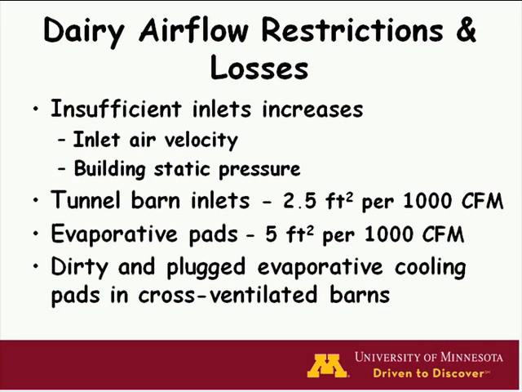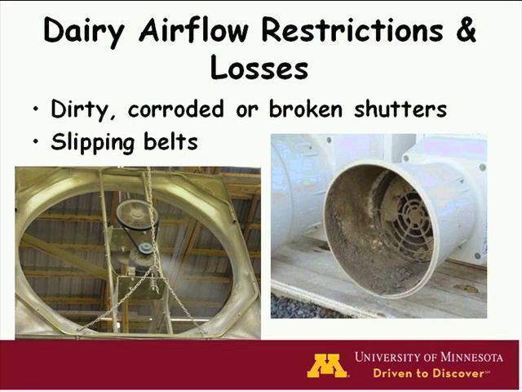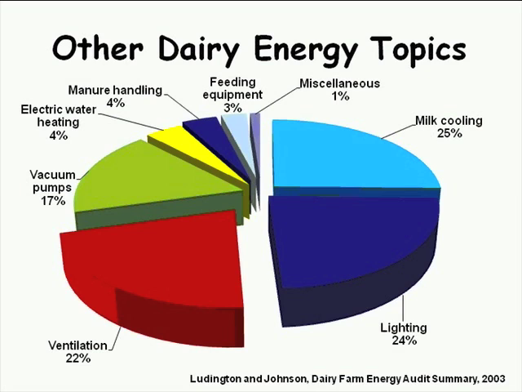And so what are some of these airflow restrictions that can be an issue? Well, one is insufficient inlet areas, because we increase the velocity and that increases the static pressure. Here are some guidelines for inlets for tunnel ventilated barns. And here's a picture of an evaporative cooling pad that's accumulated some dirt, and so that's going to restrict the airflow that's going through there, and it's not surprising. It picks up dirt. It's always got air blowing in. And again, Larry mentioned this too: dirty fans, corroded fans, broken shutters, slipping belts, and these kinds of things can really restrict your airflow rate.